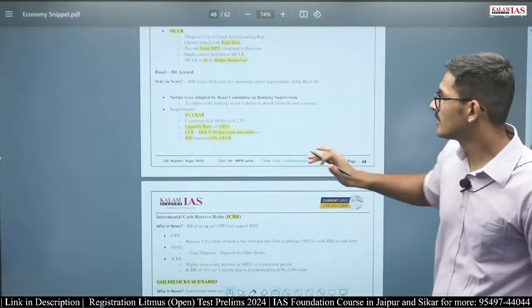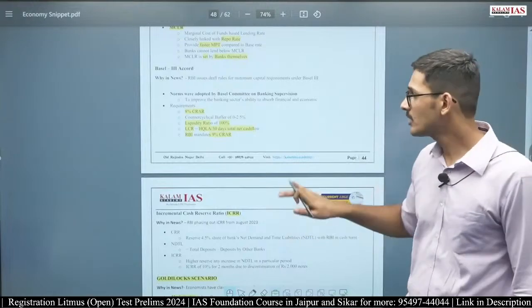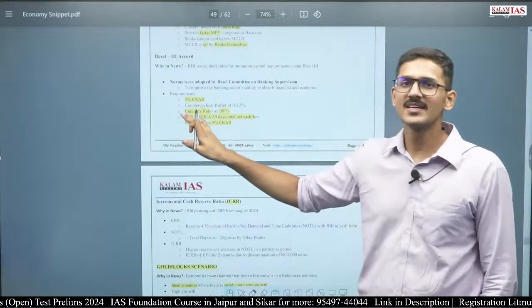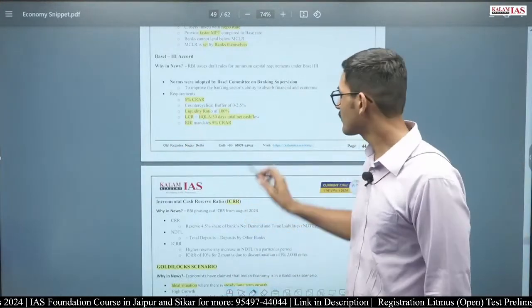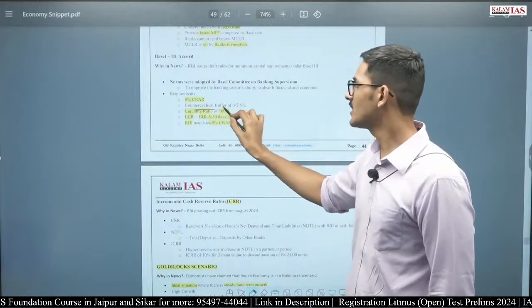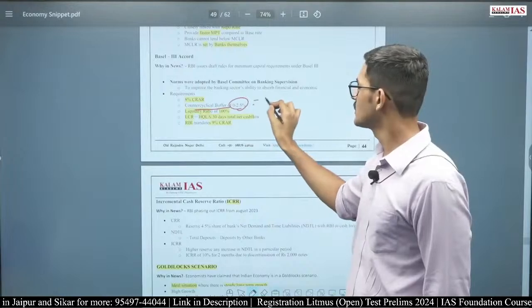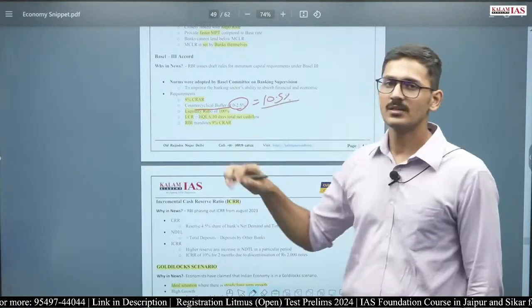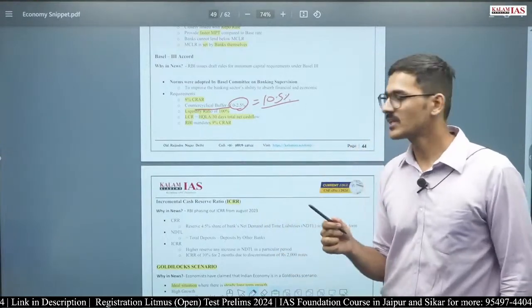Basel III Accord. RBI issues draft rules for minimum capital requirement under the Basel III Accord. So what are the requirements under the Basel III Accord? First is the capital to risk weighted asset ratio. 8% is the minimum capital to risk weighted asset ratio. Apart from that, there is a countercyclical buffer of 2.5%, 0 to 2.5%. So the total is 10.5% as per the Basel. 8% is capital to risk weighted asset ratio, and 2.5% is countercyclical buffer.